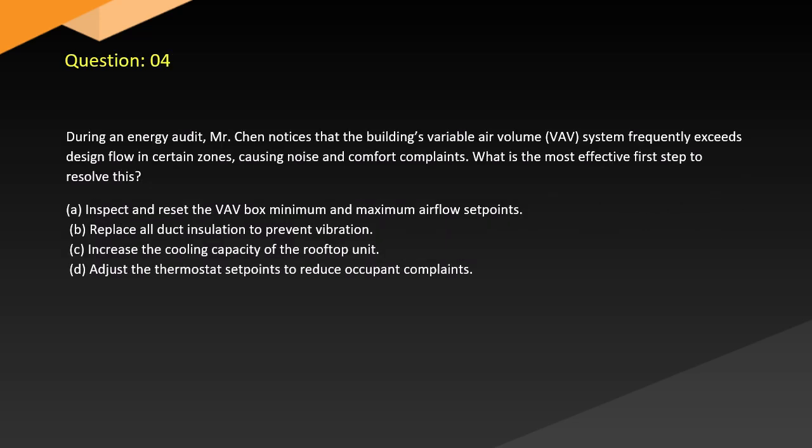Question 4. During an energy audit, Mr. Chen notices that the building's variable air volume (VAV) system frequently exceeds design flow in certain zones, causing noise and comfort complaints. What is the most effective first step to resolve this?